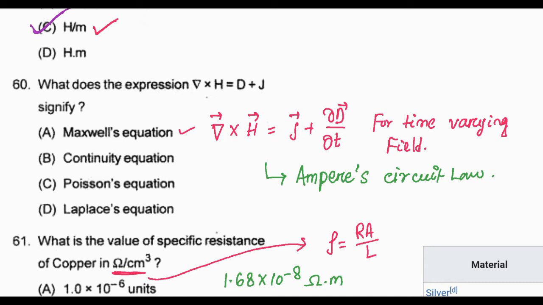Maxwell has four equations in two formats. So this is one format, and this is for time varying field, and here it should be given in terms of vectors.